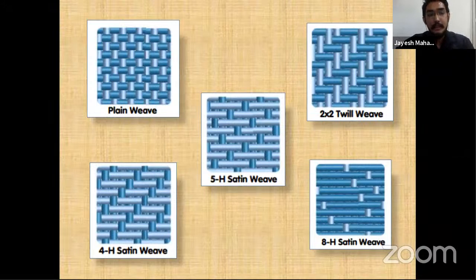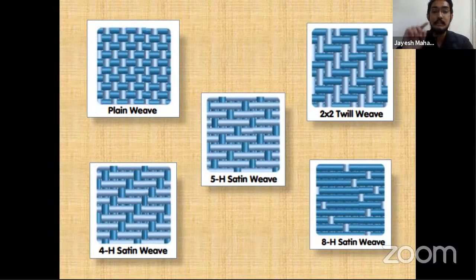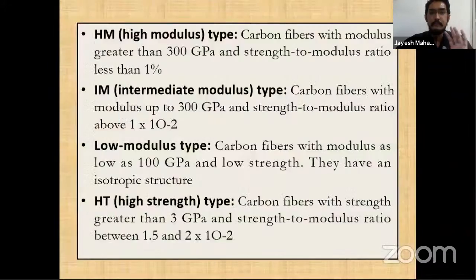When it comes to satin view, it is similar to plain view, but it is just one above. If there is a 4HS satin view, it is always one above, 3 below. So 1 plus 3 is 4. That is the reason it is called 4HS. Similarly for 5HS, it is one above, 4 below. For 8HS, it is one above, 7 below. So these are simple views.